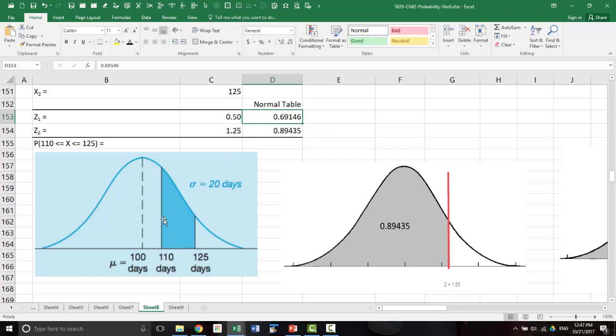So what we want then is the probability between the two: take that, that's this whole thing, and subtract out the portion that we don't want, and that is the probability of x between 110 and 125.